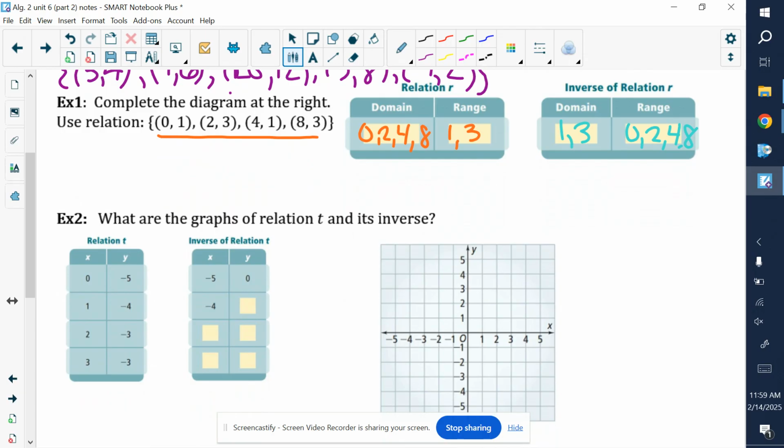Okay, let's look at example 2. I have relation t here on the left, and on the right, I want to do the inverse of relation t. So if I flip-flop my x and my y, if x is -4, y is going to be 1. If x is -3, my y value is 2. If x is -3 in this next row, my y value is 3.